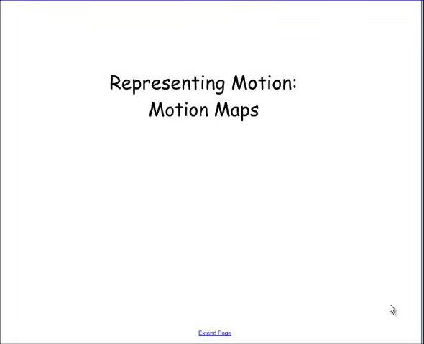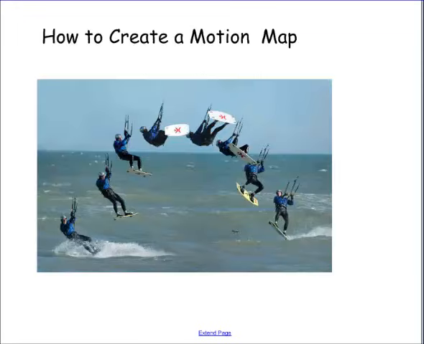This video will help you understand what motion maps are and how to draw and interpret them. Motion maps are a qualitative way to represent the motion of an object. Other ways to represent motion of an object would be quantitative, and those would include graphical and mathematical models. Motion maps are a visual way to represent an object's motion at various times.